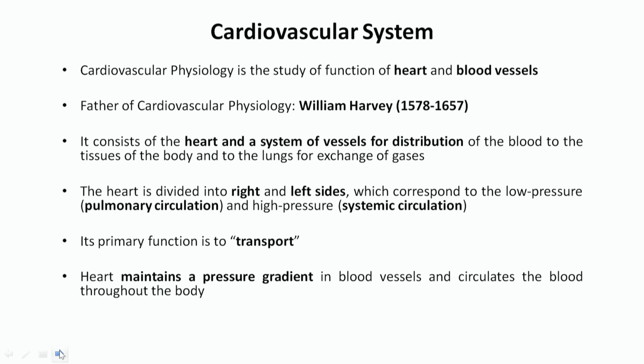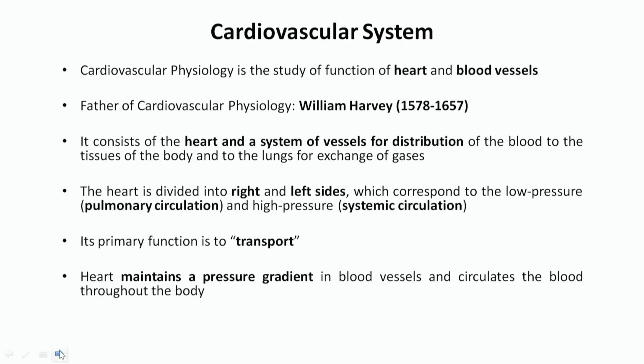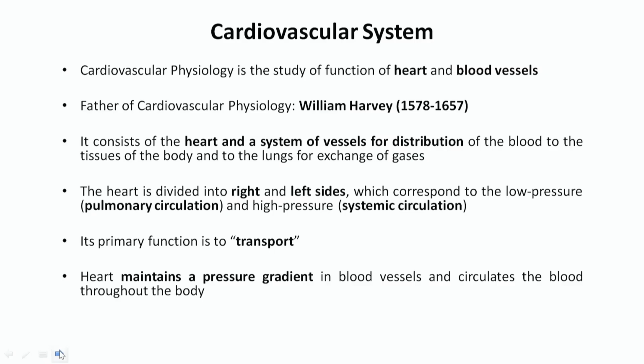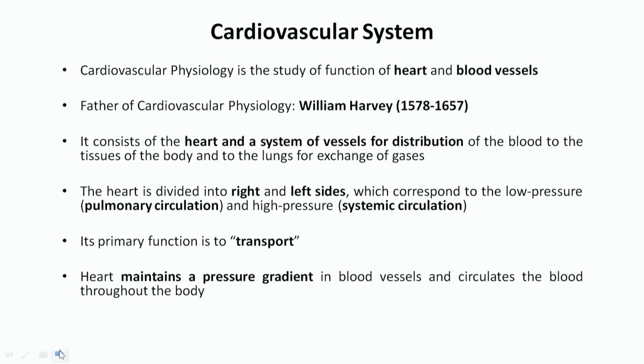Mainly it consists of the heart and a system of blood vessels that help in the distribution of blood. Once the blood is pumped by the heart, the important function of the vessels is to transport that blood from the heart to the different parts of the body. The circulation is divided into pulmonary circulation, which is a low pressure system, and systemic circulation, which is the high pressure system. Its main function is to transport the blood, and it also maintains the pressure gradient, because if sufficient pressure is not maintained in the blood vessels, then the transport of blood from the heart to the different body parts will not take place.